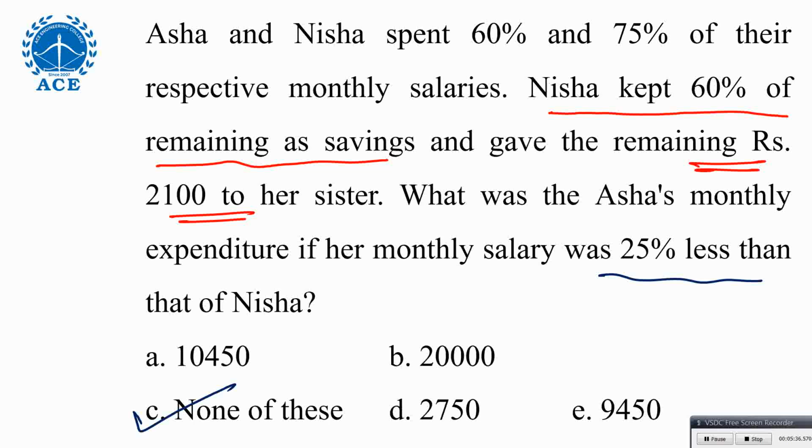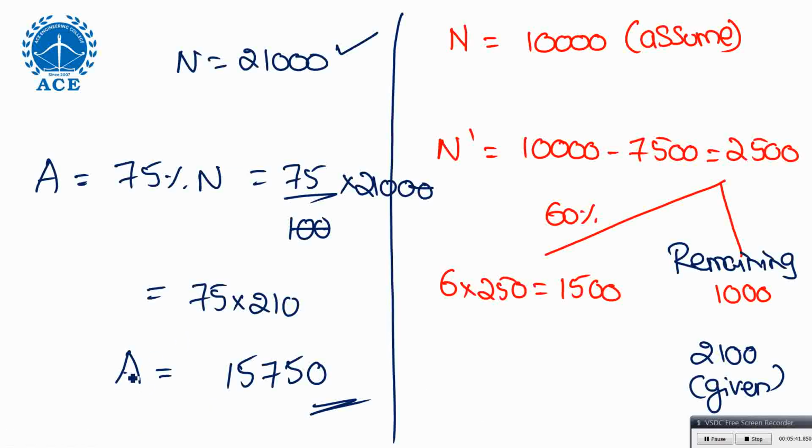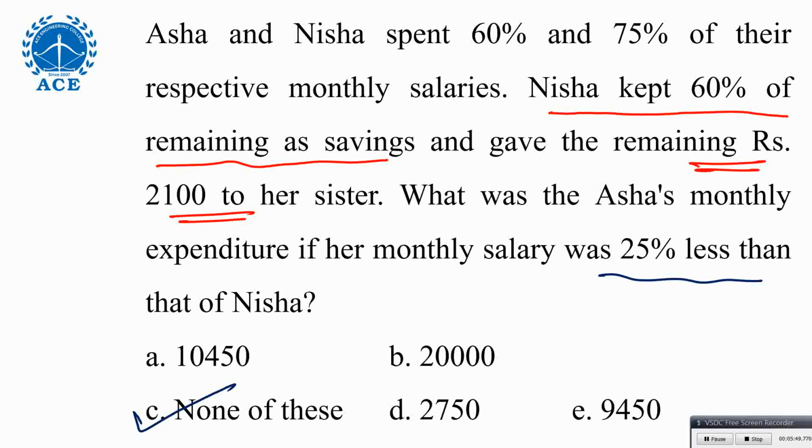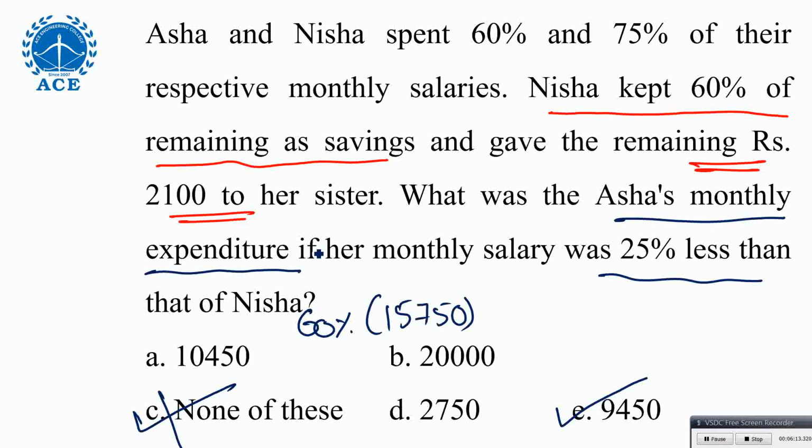Wait, what does the question ask? This is 15,750, Asha's salary. Is the question asking for Asha's salary? Asha's monthly expenditure means you want 60% of 15,750. 10% is 1,575, so 60% will give 9,450. Sorry, I didn't read the question. If they ask for Asha's salary it is 15,750, but the question is Asha's monthly expenditure.